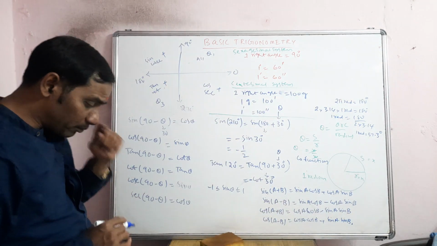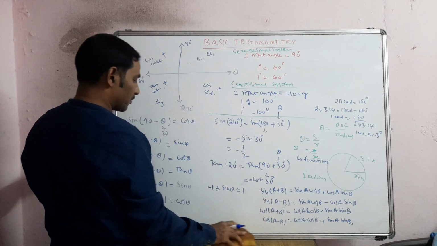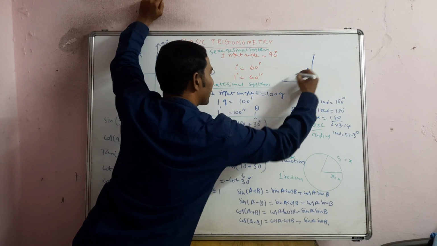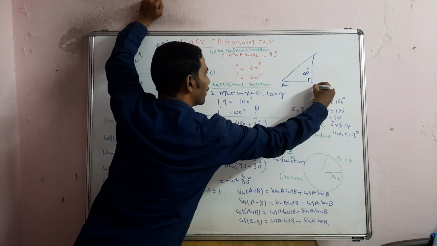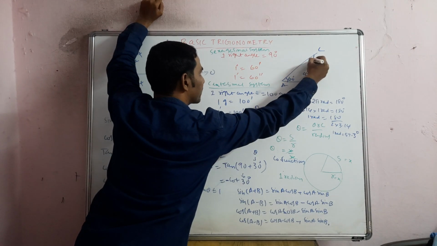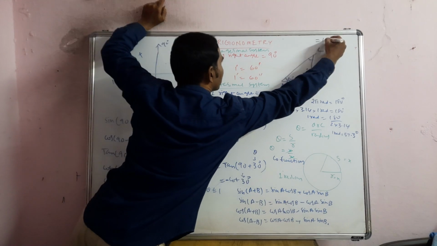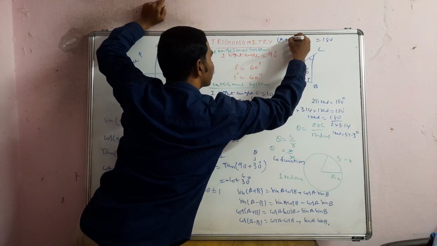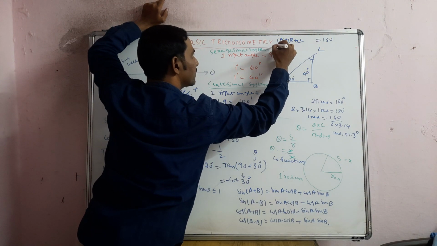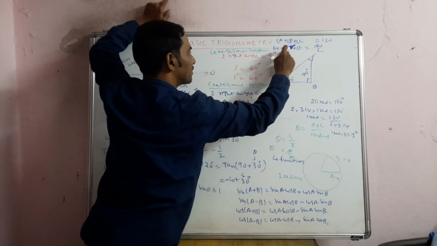Now remember one more thing when you are doing trigonometry problems. For example, the sum of the three angles in a triangle is 180 degrees. If I take this as 60, automatically this will be 30. Why? Because the sum of the three angles should be 180. So angle A plus angle B plus angle C should be 180. B is anyhow 90, and this is 60. So 60 plus 90 is 150.